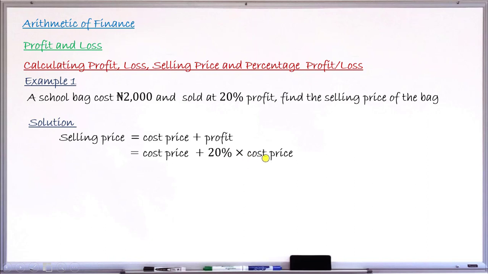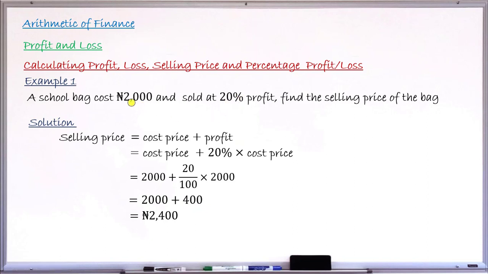Look at it, 20% of the cost price. So substituting, we now have 2,000, that is the cost price, plus the 20% of the cost price, which is 2,000. Simplifying this, we now have 2,000 plus 400. This 20% of 2,000 gives you 400. And when you add 400 to this 2,000, it gives you the final selling price of the school bag, which is 2,400 naira. So the trader will now sell this school bag at the rate of 2,400 naira. The 400 will now be the profit, which is equivalent to exactly 20% of the cost price of 2,000.